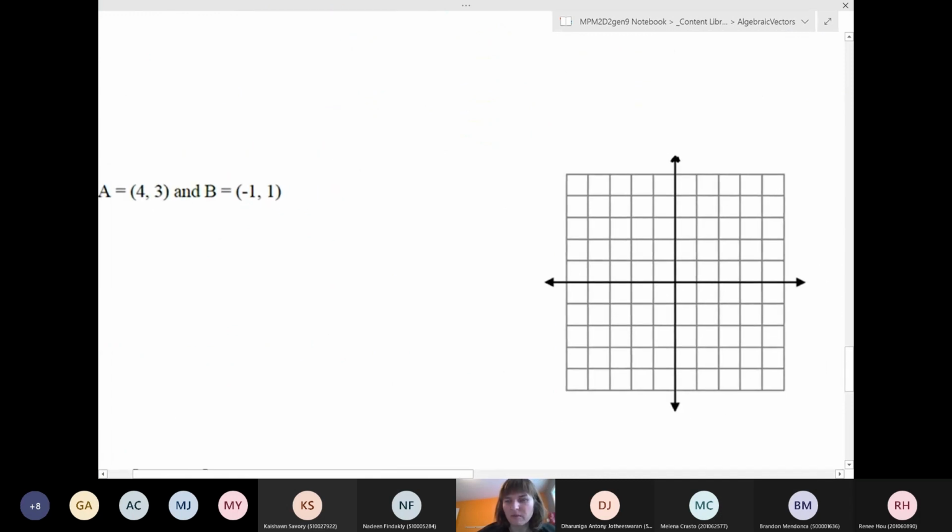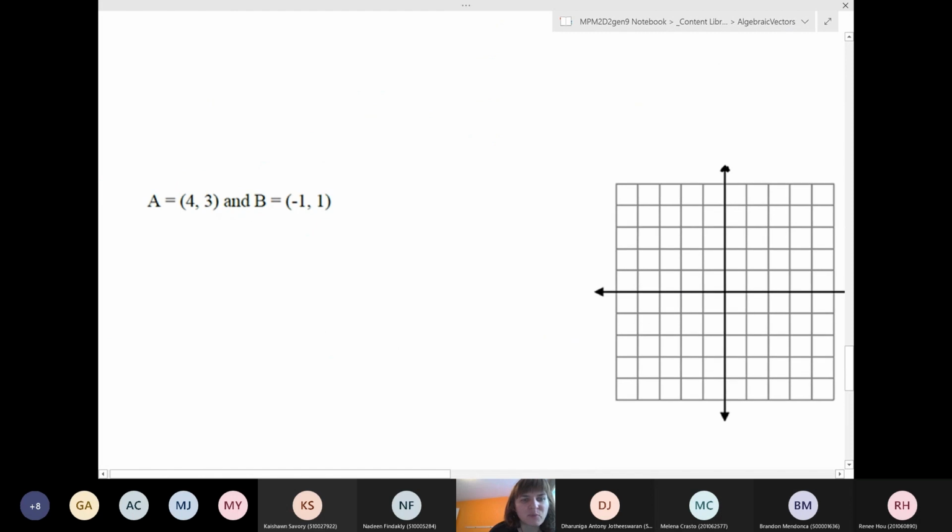So 4, 3, let me draw it. And notice how these are points. How do I know it's a point? Because in front of it, there is just a single letter. It's capitalized. There is no vector symbol on it. So I'm going to draw this as a point. So 4, 3: 1, 2, 3, 4, and up 3. This is point A. And then point B is negative 1, so negative 1, up 1, B.